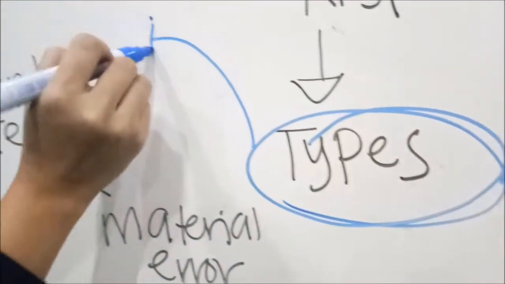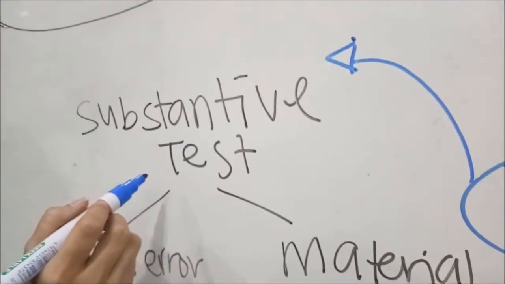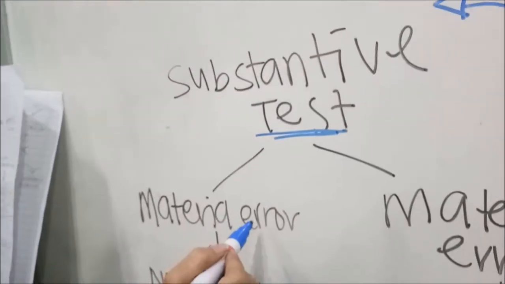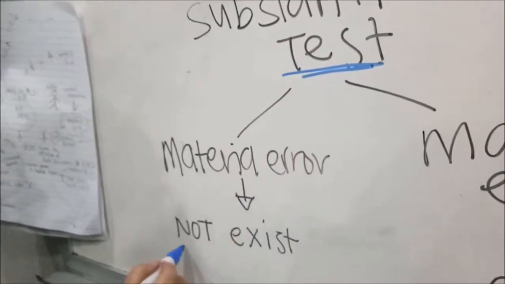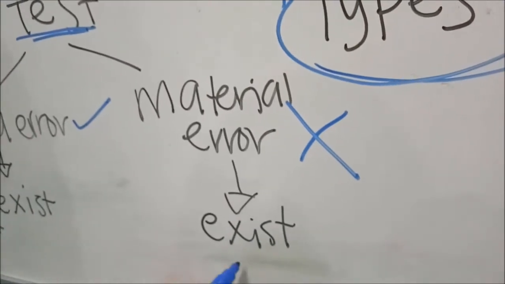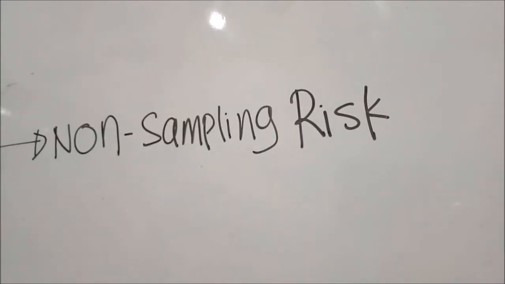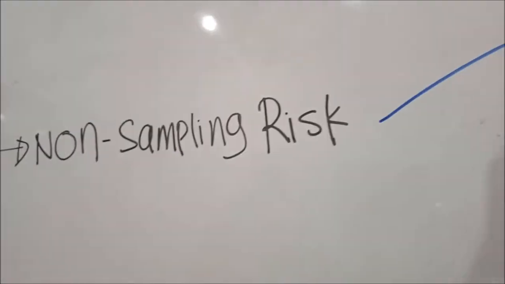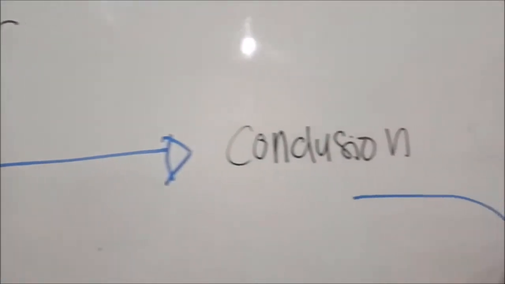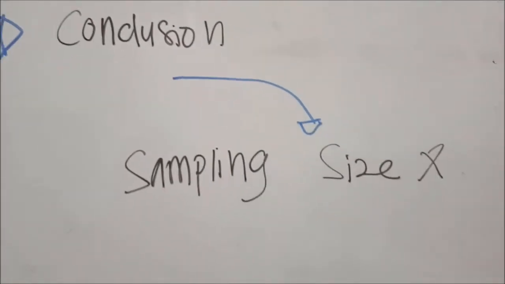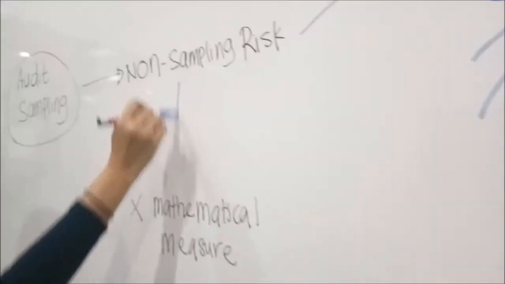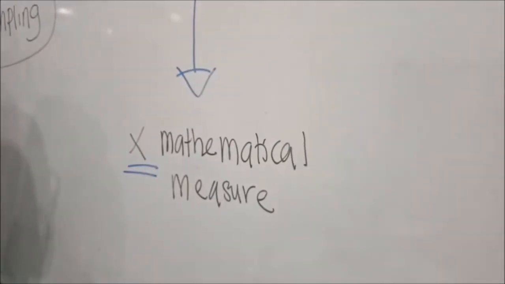The second type of sampling risk is in the substantive test, where there is the risk that the auditor will conclude that there is a material error when in fact it does not exist, and the risk that the auditor will conclude that a material error does not exist when in fact it does exist. Non-sampling risk refers to the factors that cause auditors to reach a conclusion other than the sampling size. For example, auditors rely on other representation or erroneous information. Non-sampling risk can never be a mathematical measure.